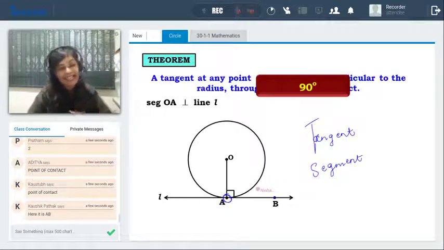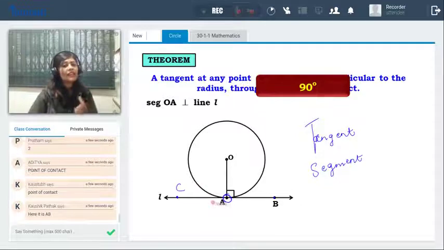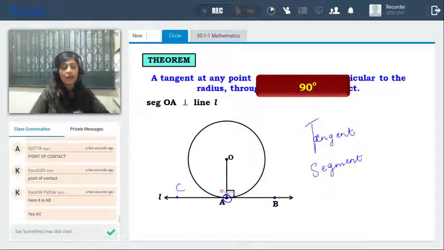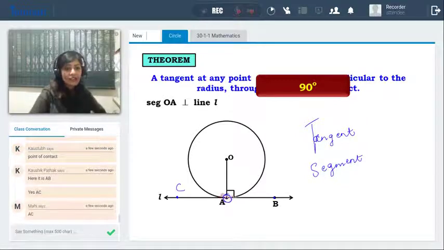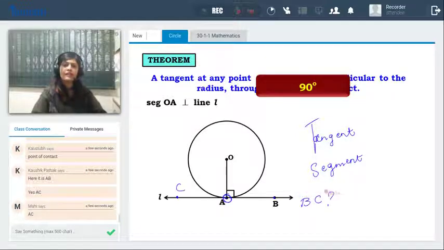Such a segment is known as, yes, Kaushik, here it is, tangent segment AB. Now, if I take another point C, can you point out another tangent segment? Do we have one more tangent segment out here? Please observe, A is the point of contact and C is any point on the tangent line. So can I say AC is the tangent segment? Yes, AC is the tangent segment. What about BC? Is BC also a tangent segment? Two points on the tangent line. Does that make a tangent segment?